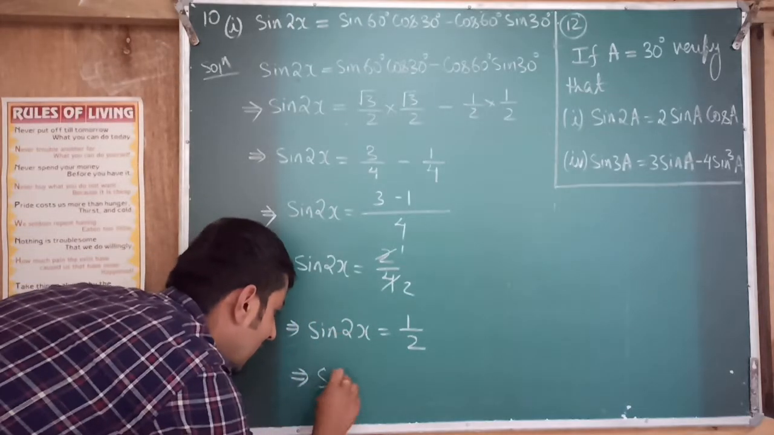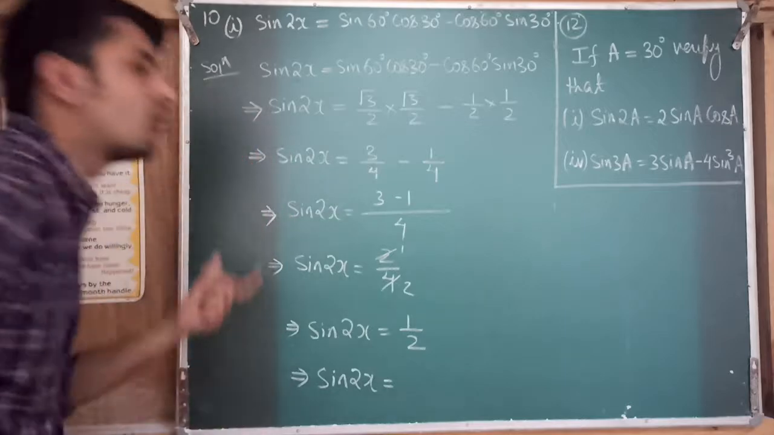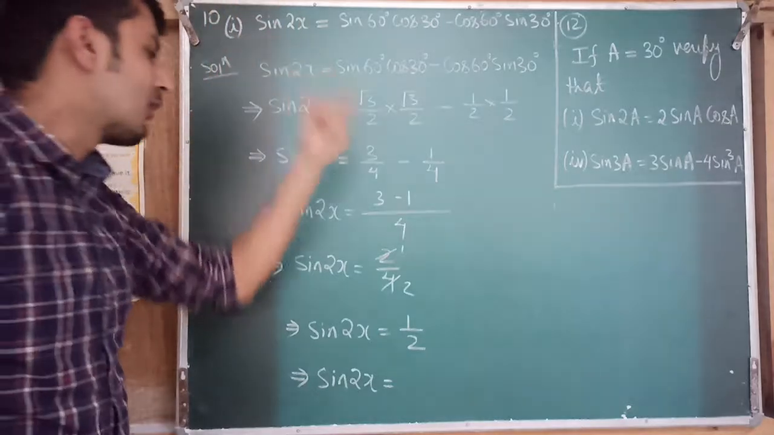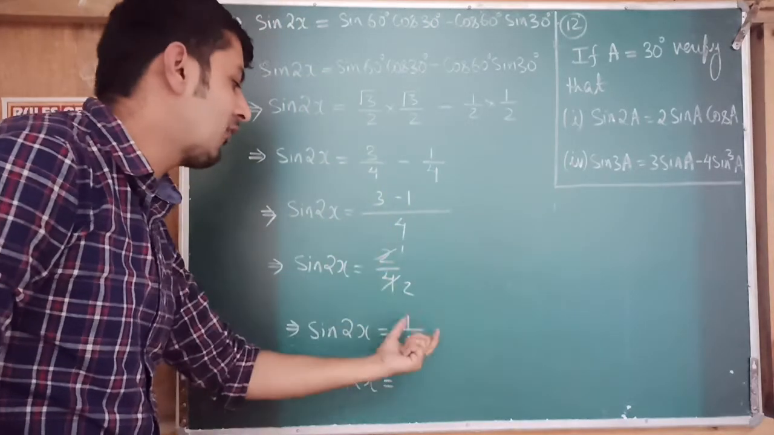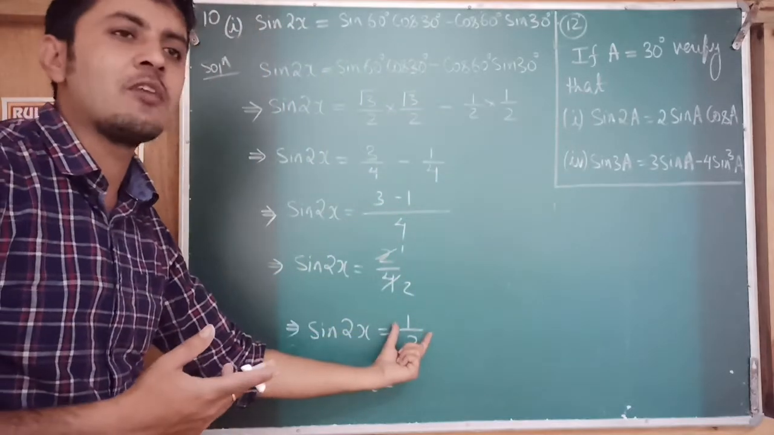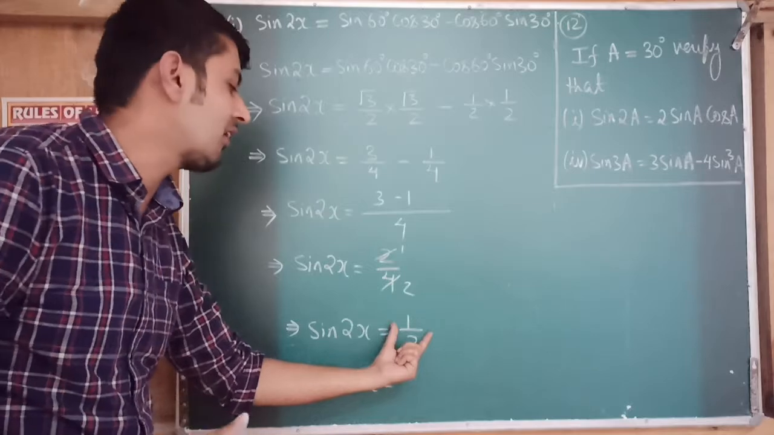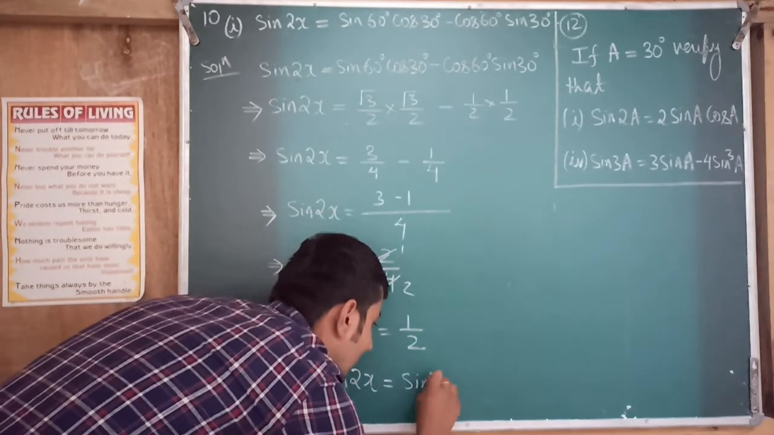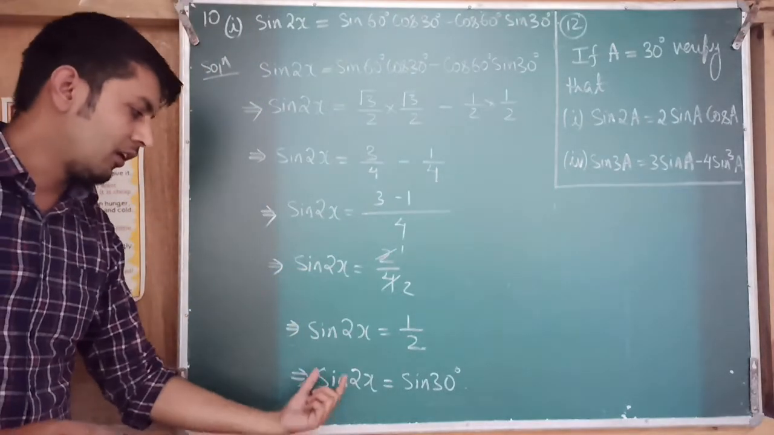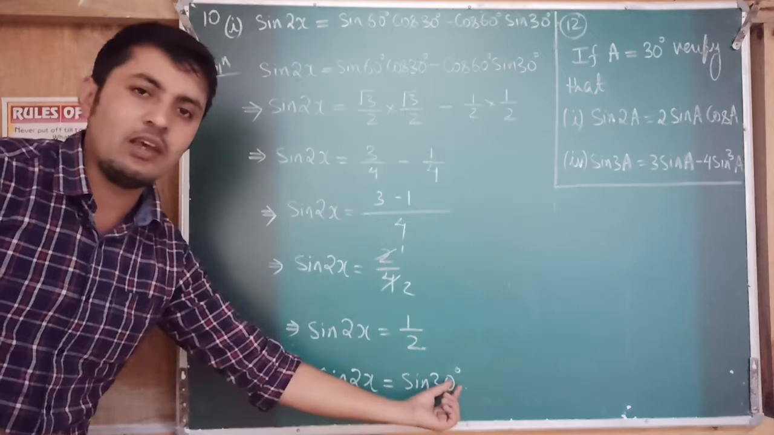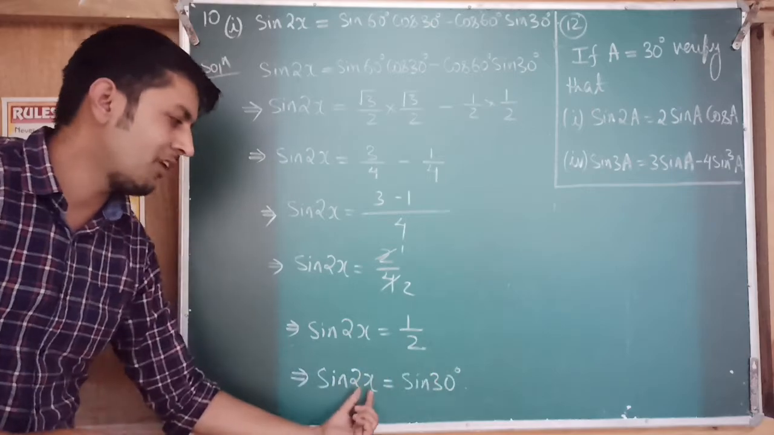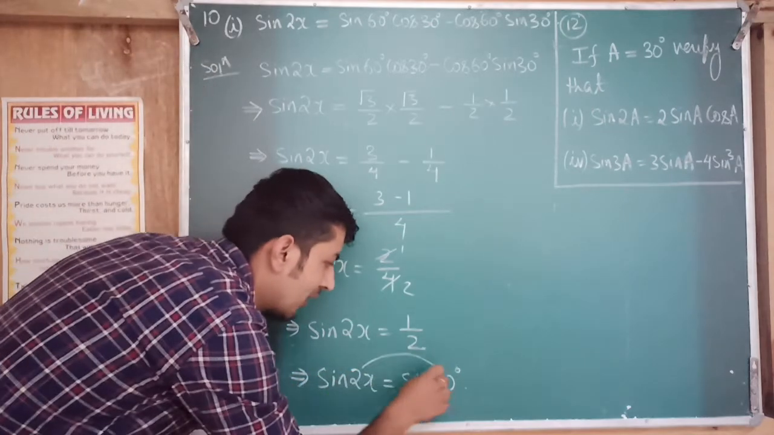This implies sine of 2x is equal to how much? Go back to your trigonometric table. At what value will you get sine of 30 or 60 equal to 1 by 2? If you look at your trigonometric table, your sine of 30 is 1 by 2. Now use that formula, sine A is equal to sine B, which I discussed in my last class. Your A must be equal to B, so your 2x must be equal to 30 degrees.